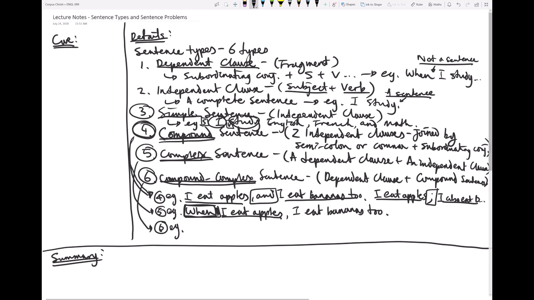But here, in the fifth type of sentence, I'm actually saying, when I eat an apple, or when I eat apples, I eat bananas at the same time. So that's what's happening here. But here's the example of a complex sentence, a dependent clause and an independent clause. Let's take a look at the last type.